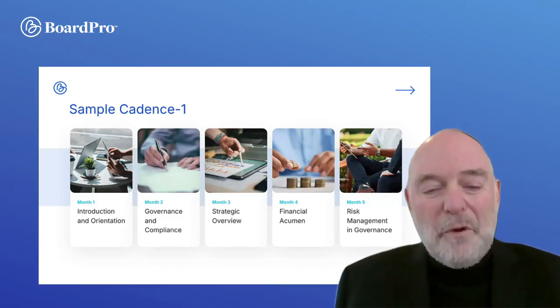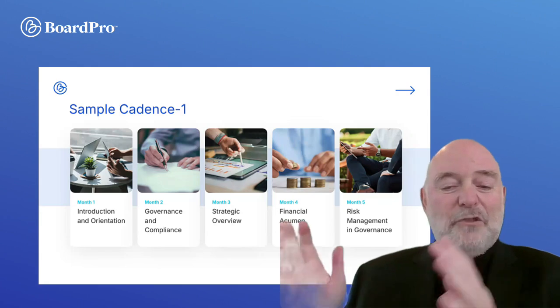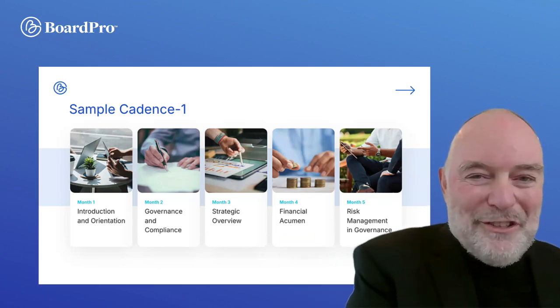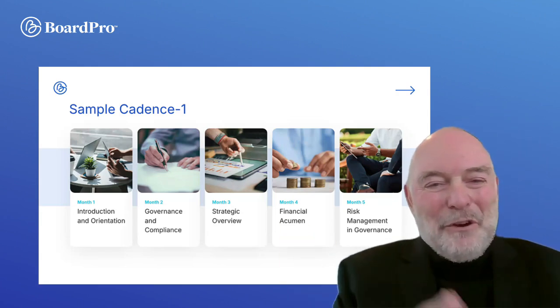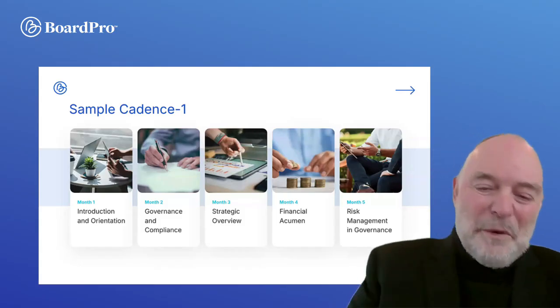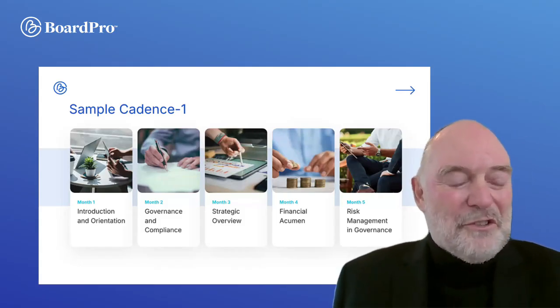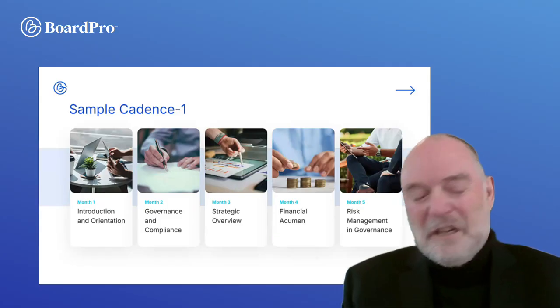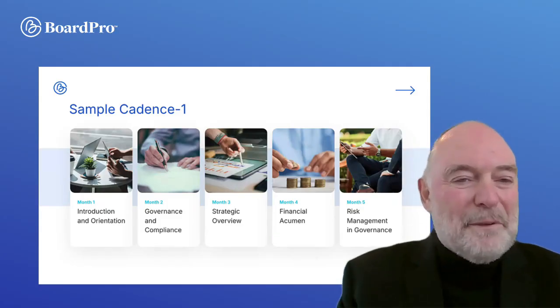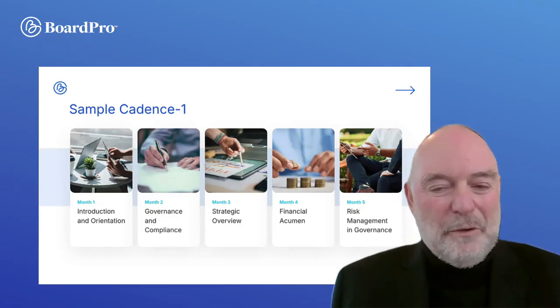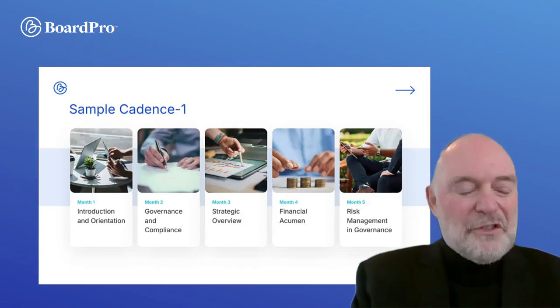Now, if for whatever reason you wanted to do the financial one first, do it first. But at least you've got it all planned out in advance. Risk management and governance: risk management is not just a risk register. It's actually looking at it from strategic opportunity and risk appetite and a range of things. How do we go about doing that on this board? So these are just examples.